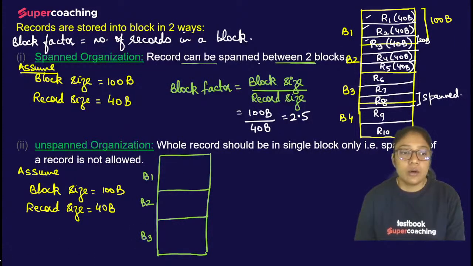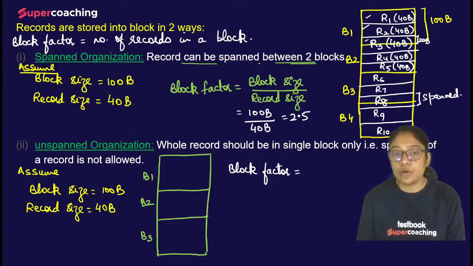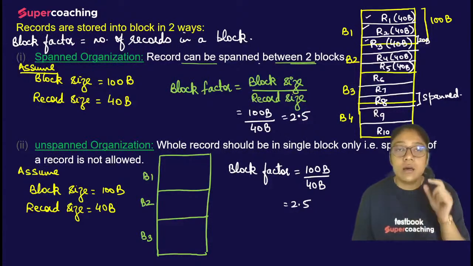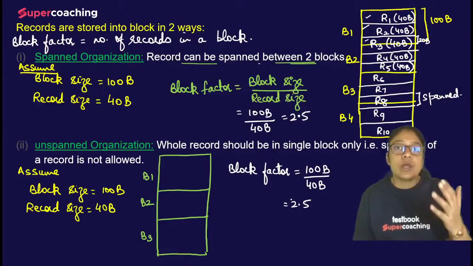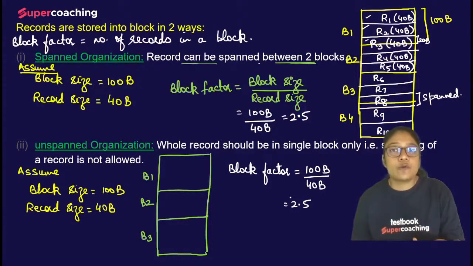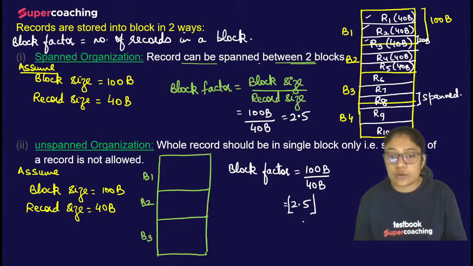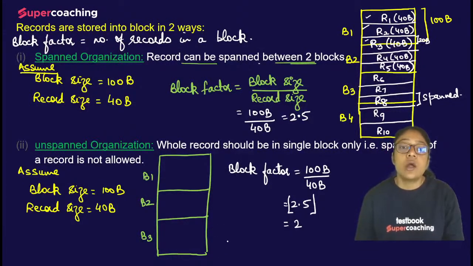So here, in each block, how many records can we store? We can calculate the block factor here. Block factor comes out to be block size divided by record size. That is the formula for the block factor. So it comes out to be 100 divided by 40 bytes, that is 2.5. But we cannot take the answer in decimal, because a record will be stored in only one block. So here we cannot take the ceiling value. What would the ceiling value show? The ceiling value of 2.5 is 3. But 3 records cannot be stored. So here we have to take the floor value. So this means that in each block we can store 2 records.